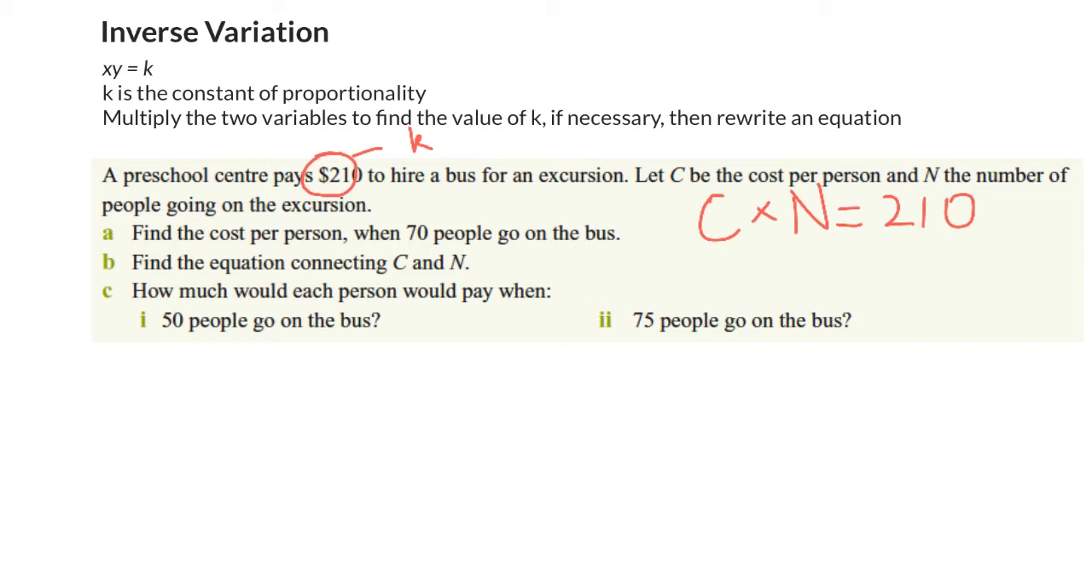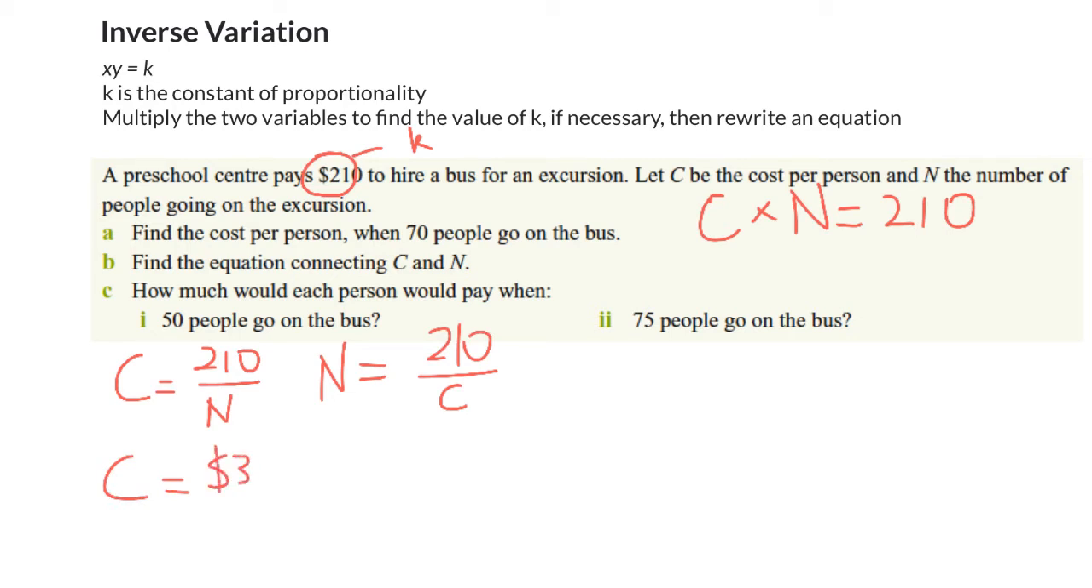Well, our cost per person is 210 over n, or to write it the other way, the number of people who can get on the bus is 210 over the cost per person. We're dealing with the first scenario here, so our cost is going to be 210 over 70, which is $3 per person. Find the equation connecting C and N. We've actually done that beforehand. I always like to box that one to show that it's very clearly there.